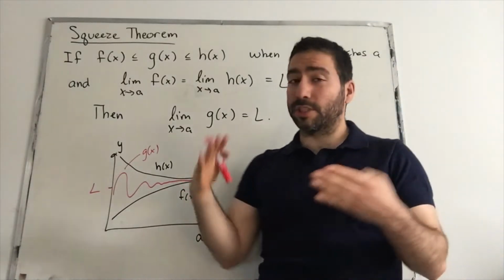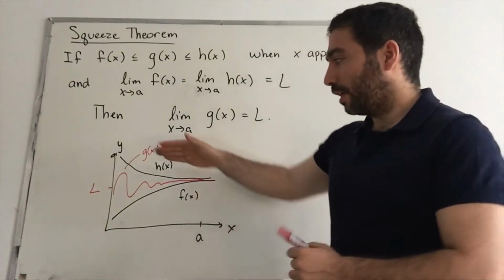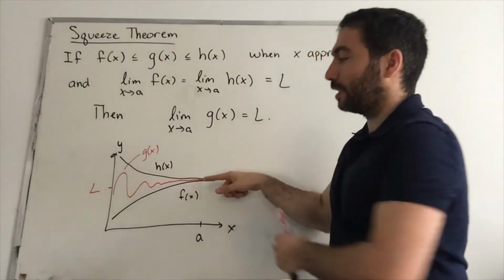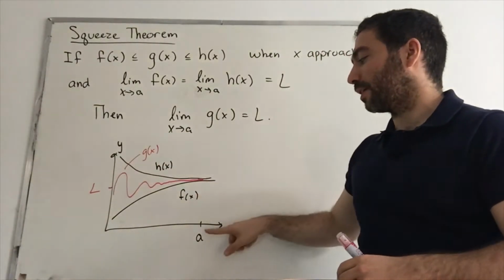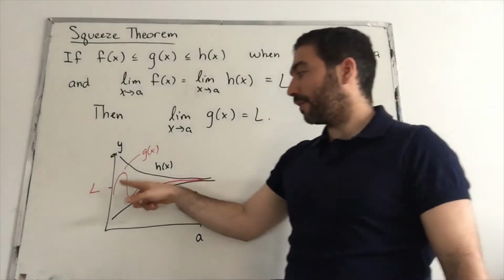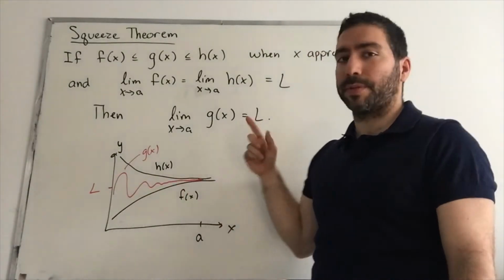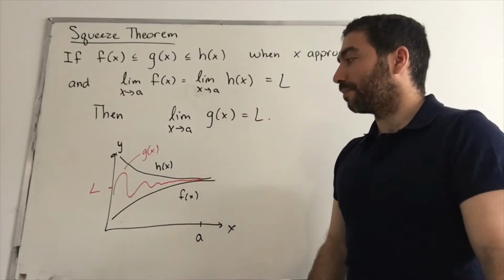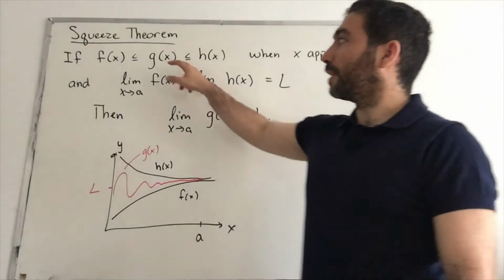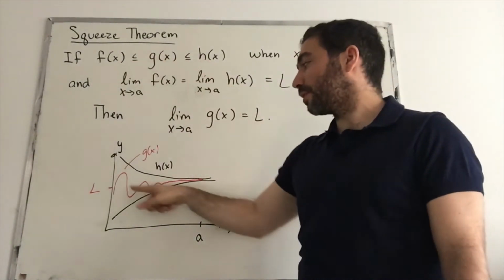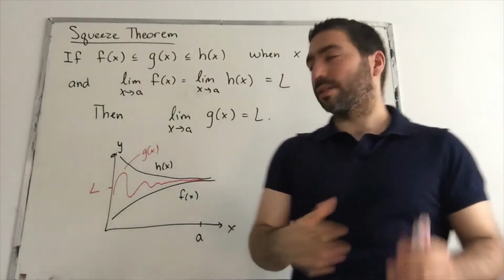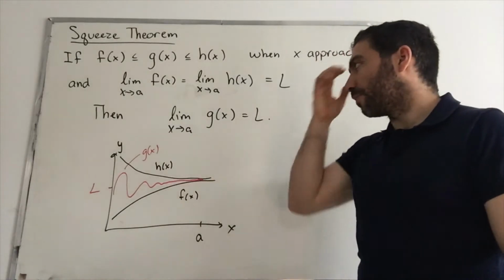So essentially it's called the squeeze theorem or the sandwich theorem because h and f are squeezing g of x, forcing it to go to the same limit as them as x approaches a. So g of x is forced to go to the same limit. Okay, so this is the idea of squeeze theorem. So g of x stuck in between f of x and h of x tends to the same limit as h of x and f of x, whatever is larger and whatever is smaller.